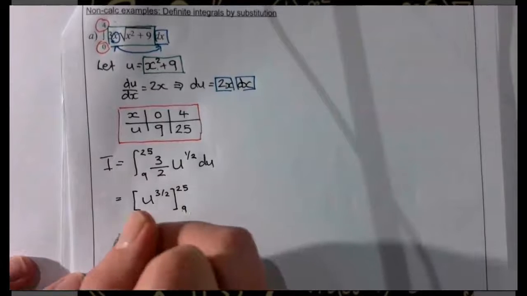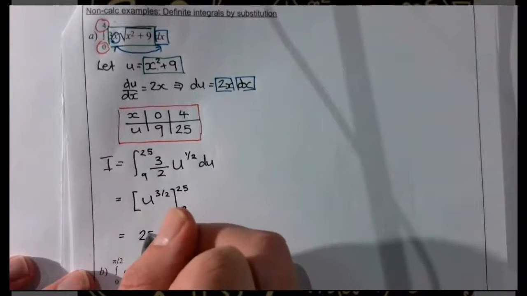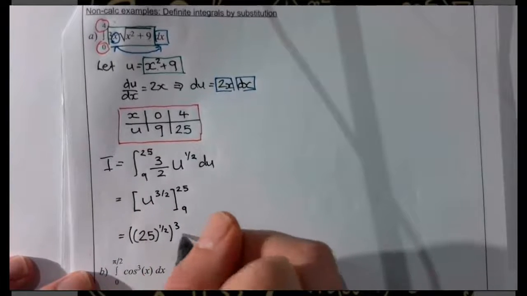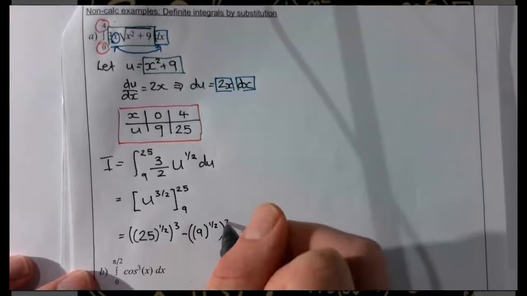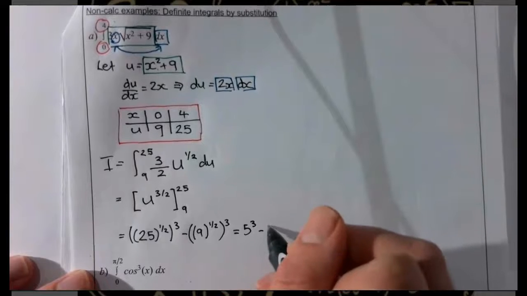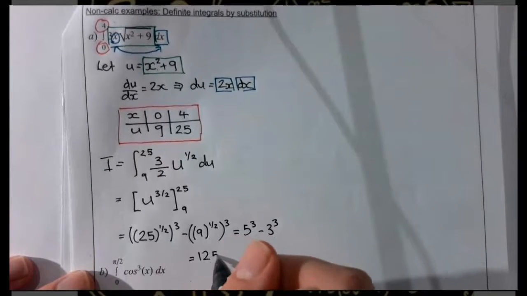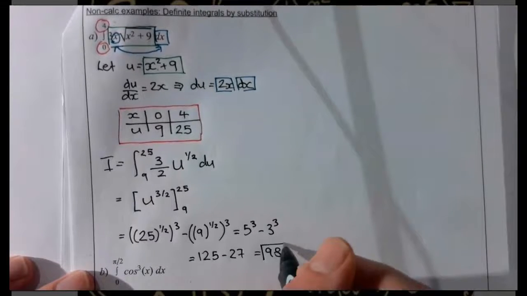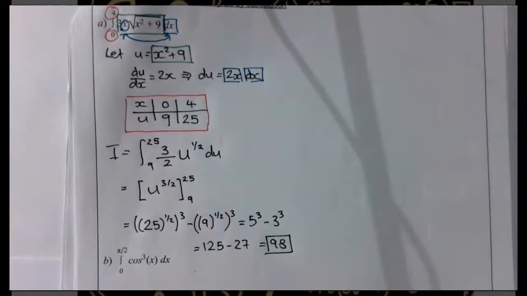When we have these fractional powers, the easiest way to think about that is it's 25 to the power of a half cubed, take away 9 to the power of a half cubed, so that is 5 cubed take away 3 cubed, so that is 125 take away 27, which gives us that answer I told you about, which is 98. Okay.